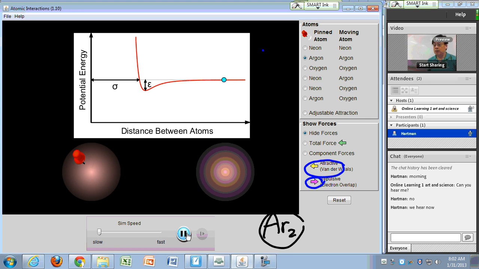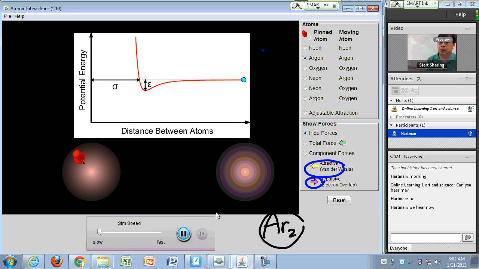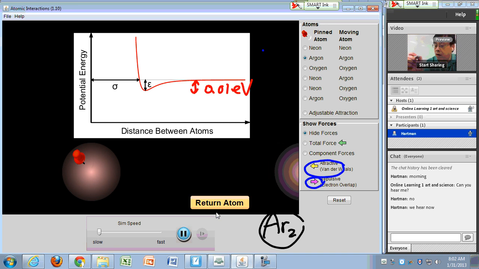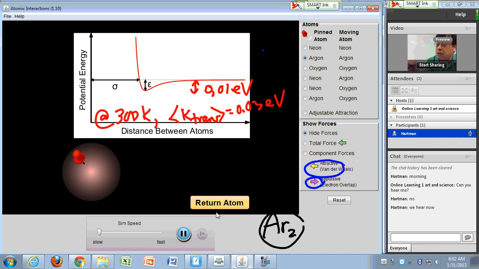So that's how bonding is formed. Now, how deep is this potential energy curve for a pair of argon atoms? This is about 0.01 electron volts. Earlier in this lesson, we said that at 300 Kelvin, room temperature, the average translational kinetic energy was about 0.03 electron volts. So that means the dissociation energy is way less than the average energy of atoms at room temperature.